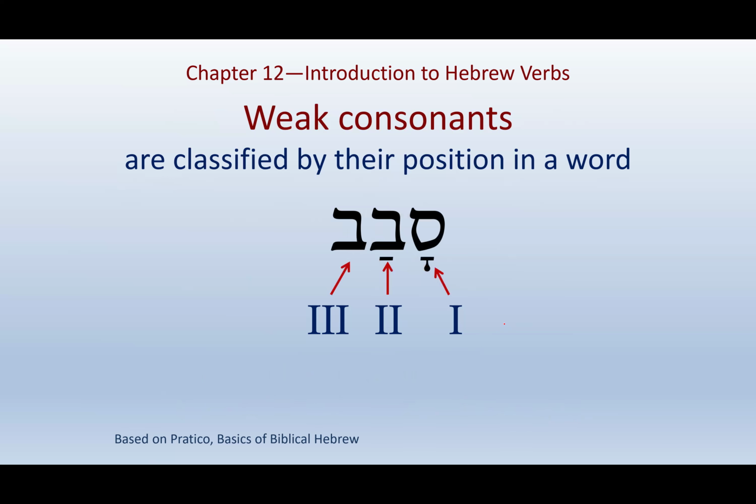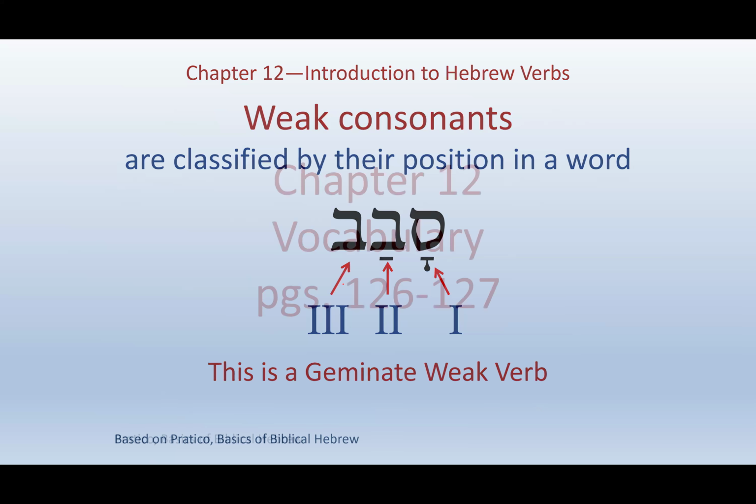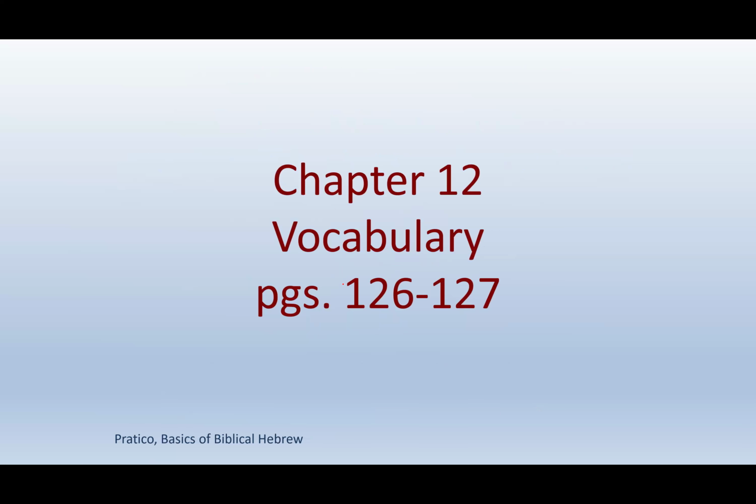That's a weak verb. And then savav. Notice the twins here. We have two bets right in a row. Twins. So this is a geminate weak verb. And that is pretty much what you have to learn. But like I say, you're going to be seeing these over and over and over again as we go through most of the remaining chapters.